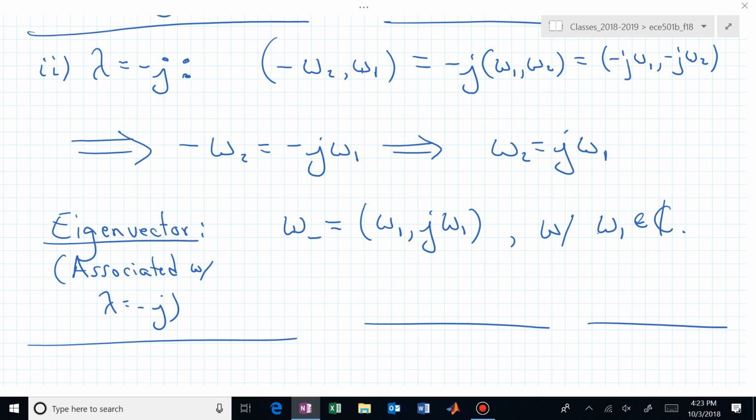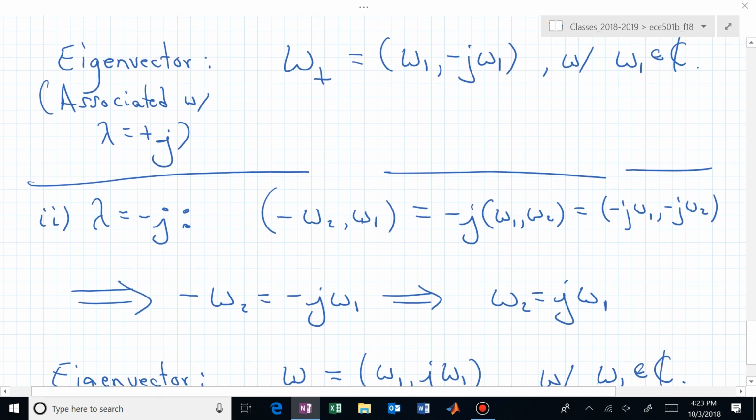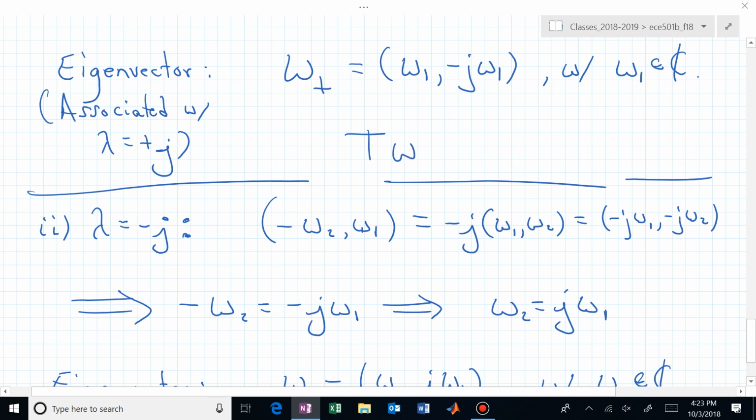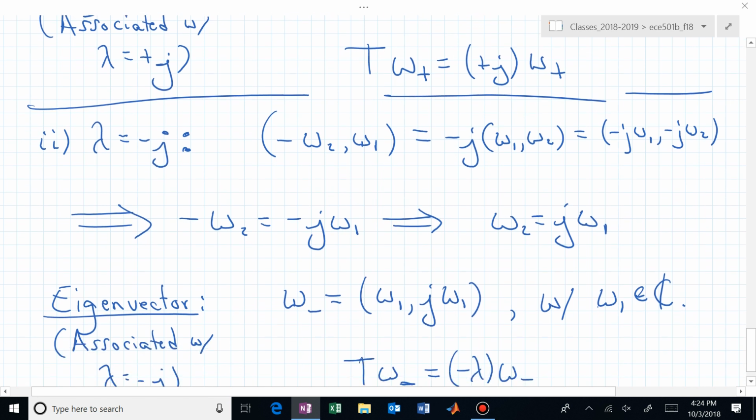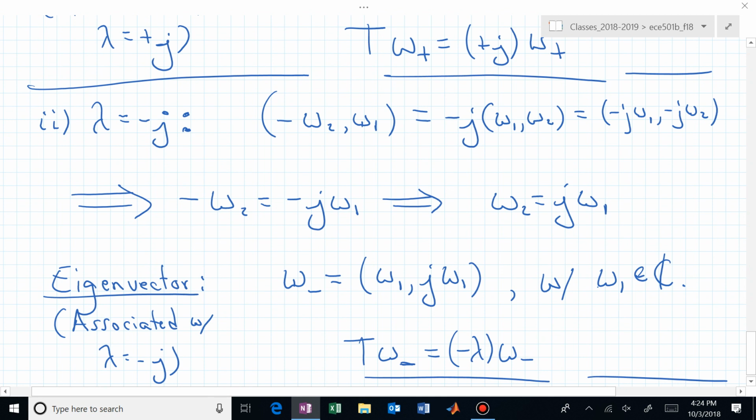So if we now said T W minus is equal to minus lambda W minus, that's what we've derived. The other one says that T W plus is equal to plus j W plus. And you can go home and convince yourself that, based on how we derived it, those are true. So now we know that T W is equal to lambda W for those two distinct eigenvalues.